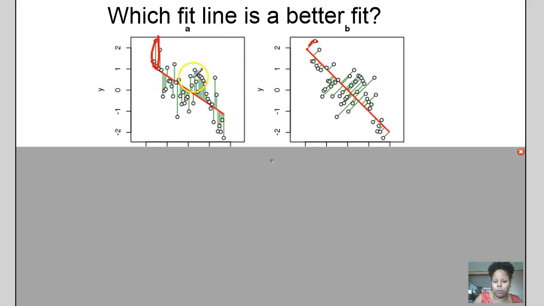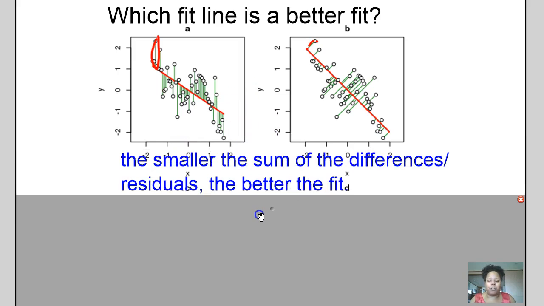And the distance that we're using can be measured either by the perpendicular distance like these are, or the vertical distance. So the idea is we are trying to determine which fit line gives you the smaller sum of the differences, and the differences are called residuals. The smaller the sum of the differences or the residuals, the better the fit. But how do we quantify that?